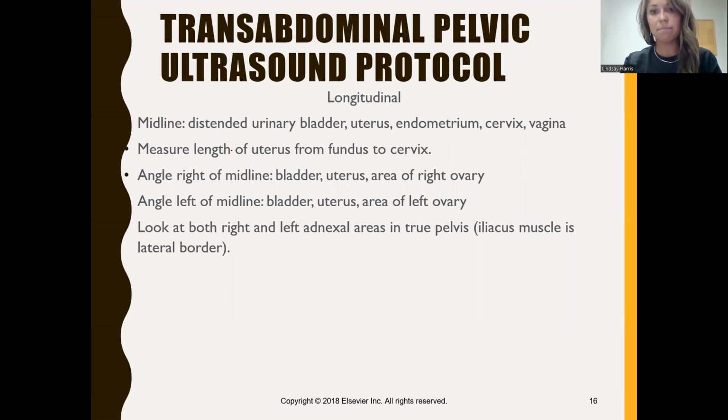Then we're going to angle right, and we're going to go towards the right uterus, out to the ovary, and then we're going to angle left, and we're going to go out to the left side of the uterus. What we're doing here is we're looking for any kind of fibroids or masses, and that's all you do at first.